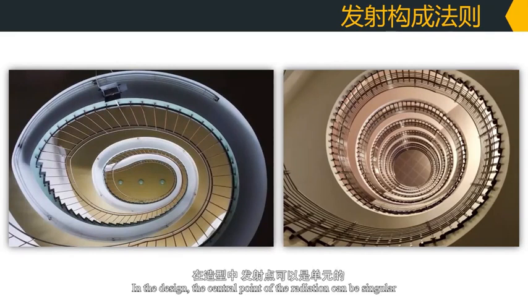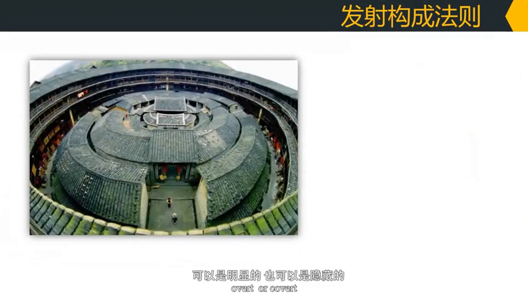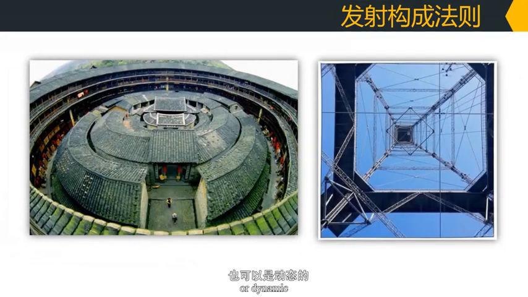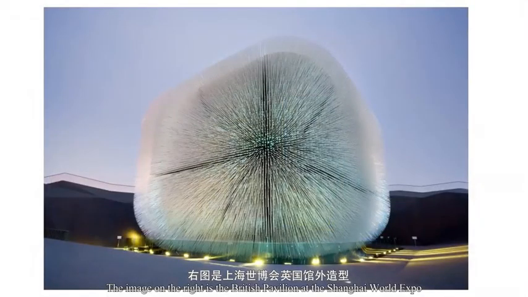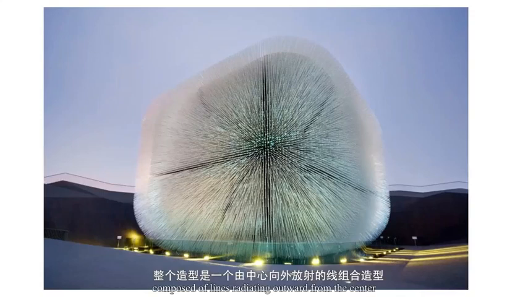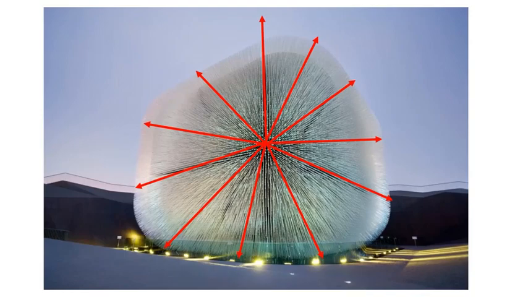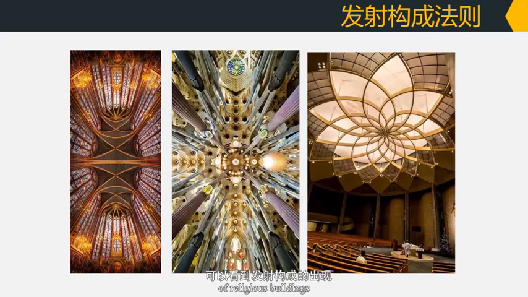The center of the radiation is the focal point. In the design, the central point of the radiation can be singular or multiple, offered or covered, static or dynamic. The image on the right is the British Pavilion at the Shanghai World Expo, composed of lines radiating outward from the center, which enhances the visual impact of the entire design. We can also observe radiative composition from the ceilings of religious buildings.